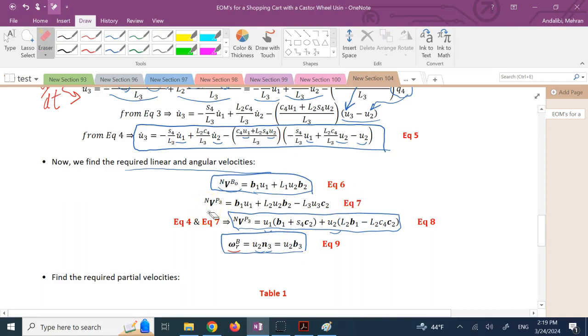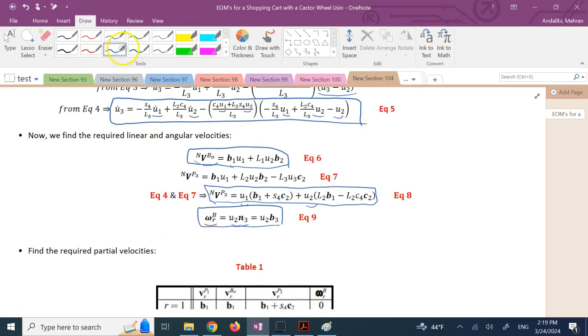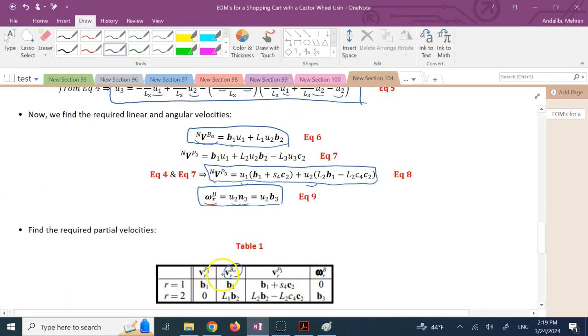Now that I know my velocities, I need to find the partials of these velocities. Here is V of point BO, this is V of point P3, and this is omega of B. In this table, you see one extra thing added, and that is V of P1. Why is V of P1 needed? Because these three terms were needed for inertial terms, they will be used in FR star.